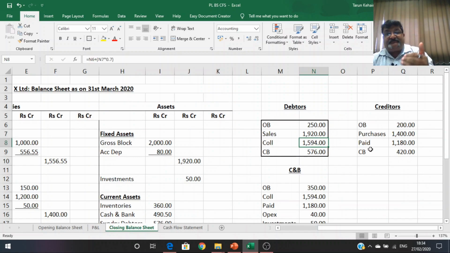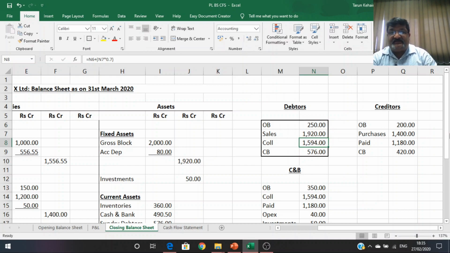Now your customers have paid you the entire opening balance and 70% of the current year's invoices, as the problem statement tells you. So I have taken the formula here. I have taken the entire opening balance as a receipt and 70% of the current year's sales invoices as the collections. So I get collections of 1595 crores.